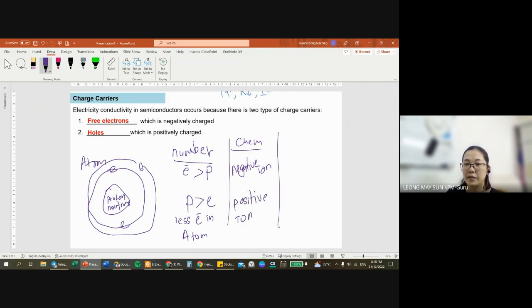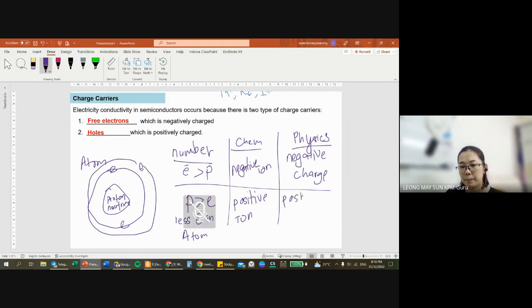Now, when we talk about physics electricity, when the number of electrons is more than the number of protons, we call it a negative charge. And when the number of protons is more than electrons, or not enough electrons, we call it a positive charge. So that's the difference between chemistry and physics, but it's actually still the same thing. It's just that we don't call it ions anymore, we call it a charge because we're talking about electricity.